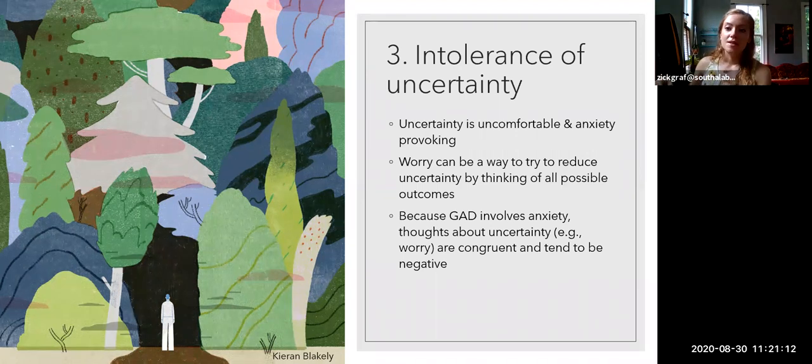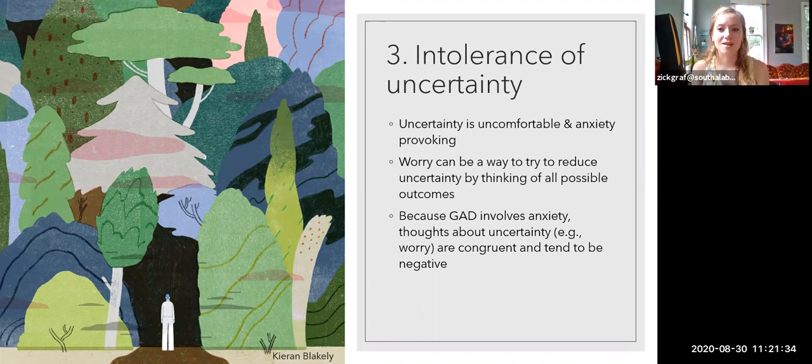So when people with GAD try to resolve uncertainty, they tend to think of the worst possible outcomes and ignore the good outcomes or the neutral outcomes. And that's just because people with GAD are anxious. They have constantly elevated sympathetic nervous systems. Their parasympathetic nervous system is not good at calming down their sympathetic nervous system.